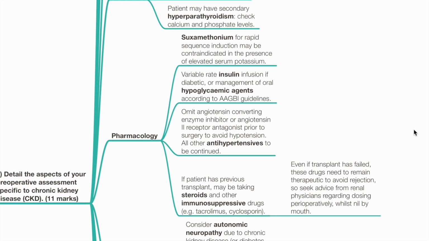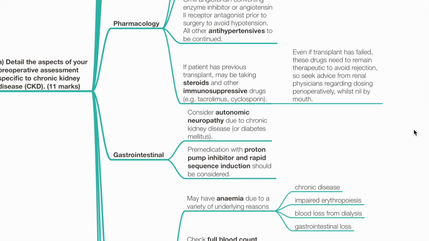If the patient has previous transplant, they may be taking steroids or other immunosuppressives. Even if transplant has failed, these drugs need to remain therapeutic to avoid rejection. Seek advice from renal physician regarding dose preoperatively while nil by mouth. GI. Consider autonomic neuropathy due to CKD or diabetes. Pre-medication with PPI or RSI may be needed.